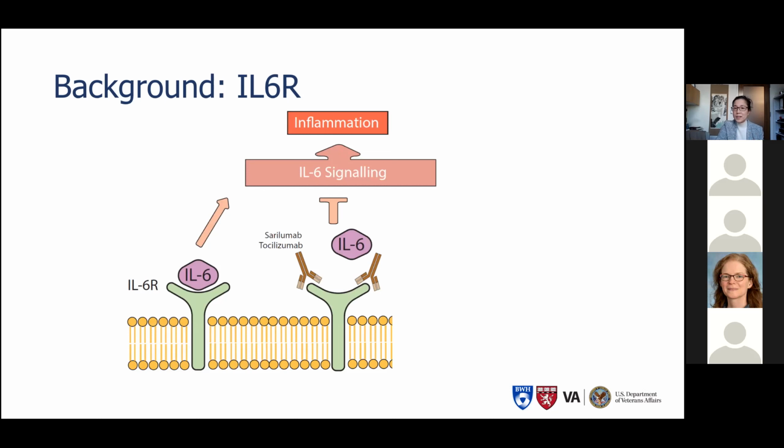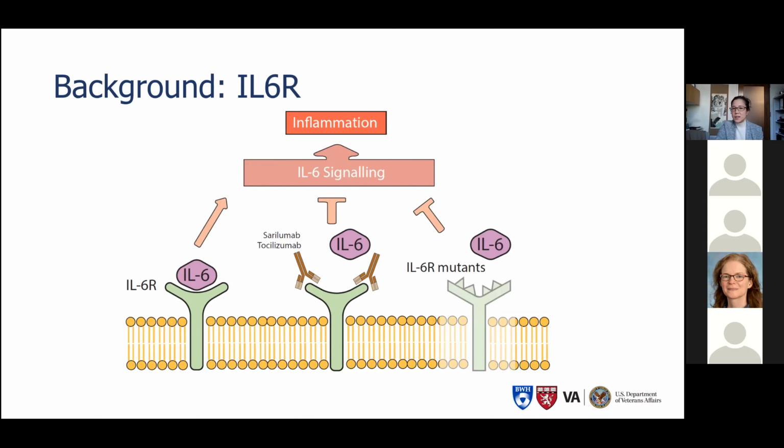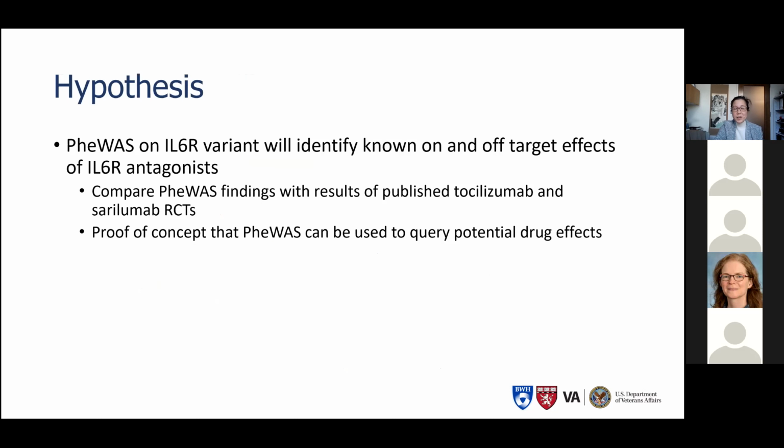Sarilumab and tocilizumab block this receptor. And so this variant, what it actually does is it results in downregulation of IL-6R. So you have less of the receptor and thus less ability to signal via IL-6. And overall, how I think about this is that people with this variant are like they're on a little bit of tocilizumab or sarilumab their entire life. And so the implication is, if you're on a little bit of tocilizumab, what would it look like? How will your phenotype differ from others? How will the people who seem to be on a little bit of tocilizumab their whole life because of this variant differ from those who don't?